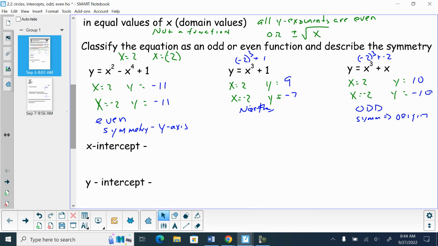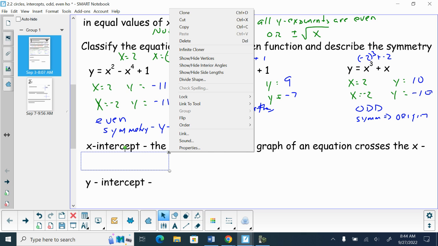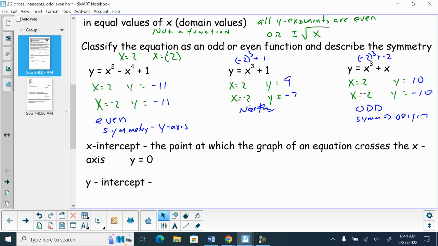About the origin. X-intercepts, we deal with x-intercepts. The point at which the graph crosses the x-axis is your x-intercept. The point at which a graph of an equation crosses the x-axis. This is your x-intercept. Okay, this occurs when y is equal to 0.